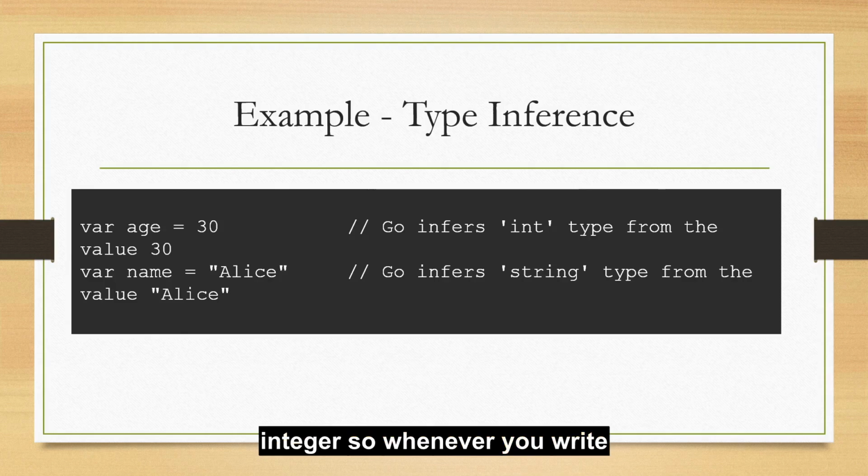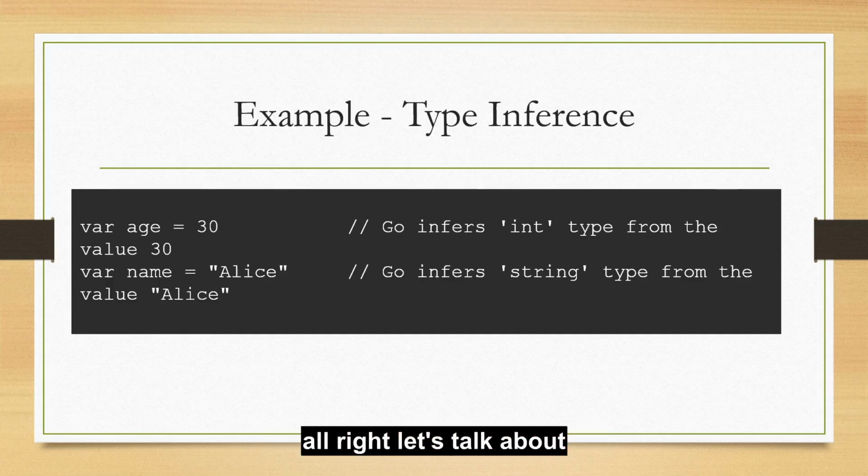So whenever you write something like score equals 100, Go knows it's an integer. If you write city equals Delhi, Go knows it's a string. And that's how type inference makes your life a bit easier in Go.